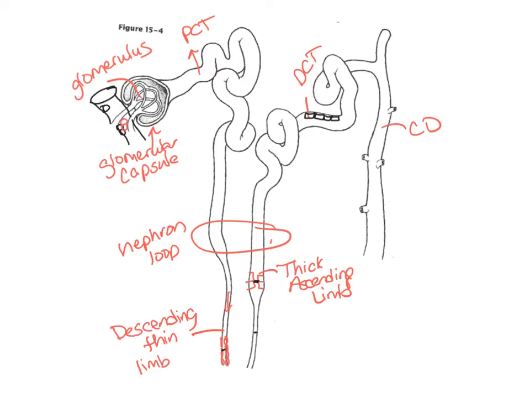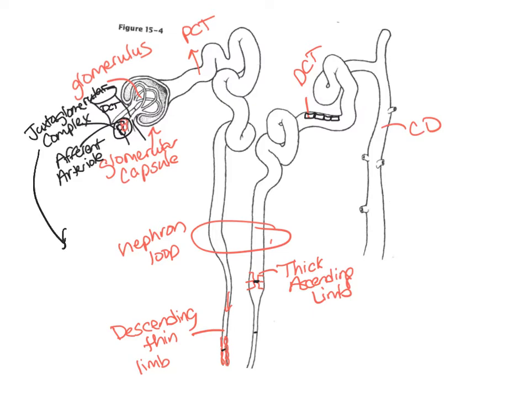Where the cells of the distal convoluted tubule come in contact with the cells that are surrounding that afferent arteriole, we give that a special name because that has a special purpose. Where those two groups of cells come together, we call that the juxtaglomerular complex. Juxta means next to, so next to the glomerulus. Those special cells act as either baroreceptors or chemoreceptors.